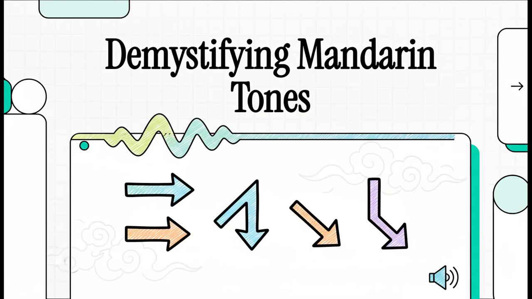You've probably heard that Mandarin is a tonal language, right? But what does that actually mean? Well, today, we're going to demystify one of its most essential, most fascinating features, the four tones. If you've ever been curious about how this language really works, believe me, you're in exactly the right place.